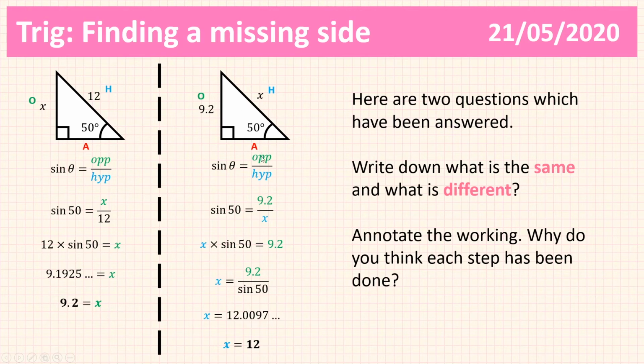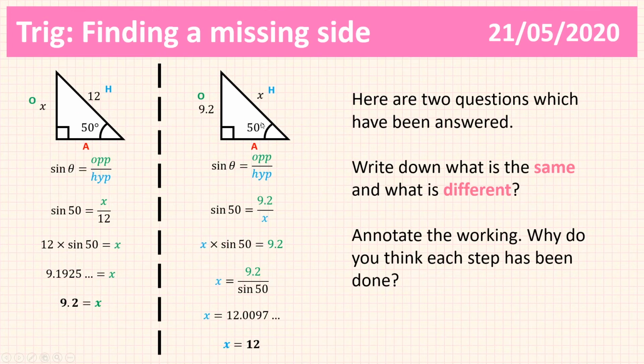We'll follow the working on the right. We follow the working, and we can see that the hypotenuse is equal to 12, which is exactly the same as the hypotenuse on the question on the left. And if we follow the working on the left, we can see that the opposite is equal to 9.2, which is exactly the same as the opposite on the right. So that tells us that both of these triangles are the exact same.